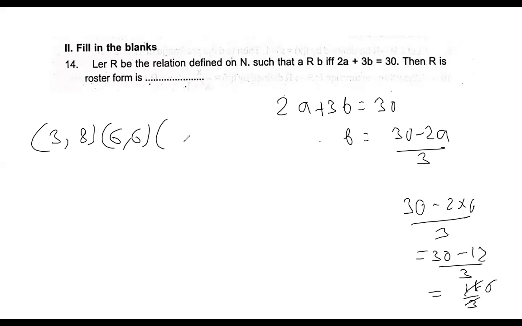Now if I replace a with 9, this is 18. 30 minus 18, that is 12, we'll get b as 4. Further, if I replace a with 12, I'm getting 30 minus 24, 6 divided by 3, 2. So it's 12 comma 2. So you can say these are the ordered pairs in the roster form.